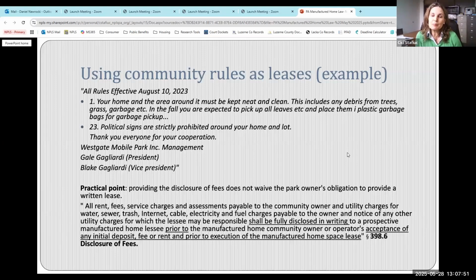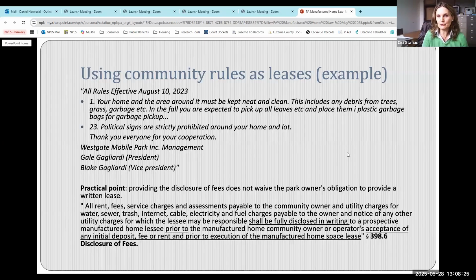So sometimes we see park owners trying to use the community rules as leases, and our position is that that shouldn't happen, because community rules are basically rules that have to be disclosed to the resident. But providing the disclosure of fees and other disclosure of rules does not waive the park owner's obligation to provide a written lease.